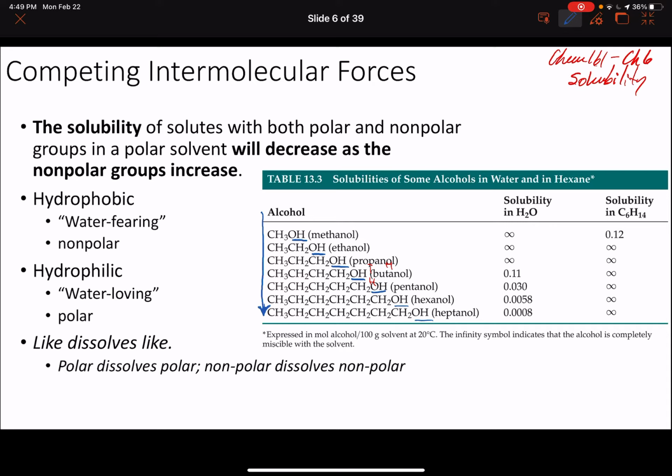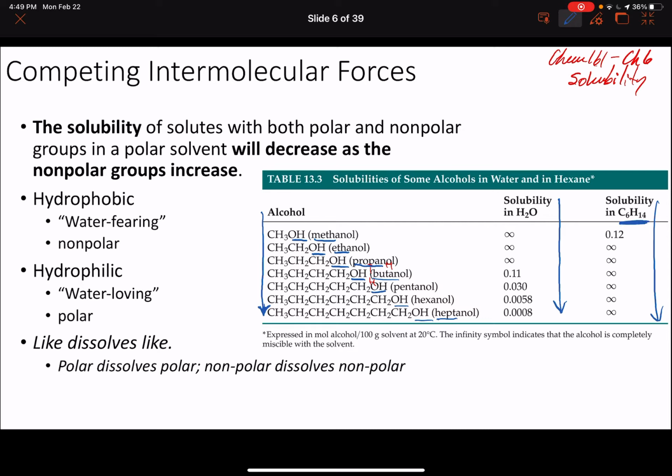And we see that we start with the shortest carbon version of that, methanol at the top. Ethanol has 2 carbons in the chain. Propanol has 3 carbons in the chain. Butanol 4, etc. Okay, so you see we walk all the way down to a C7 chain for heptanol. And we've got 2 data tables. We've got the solubility in water, and we've got the solubility in hexane.